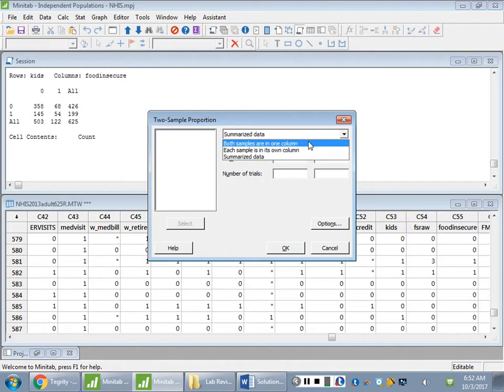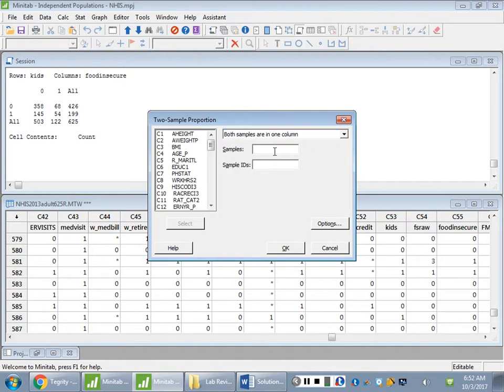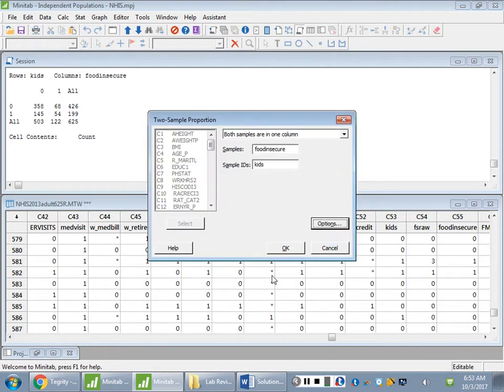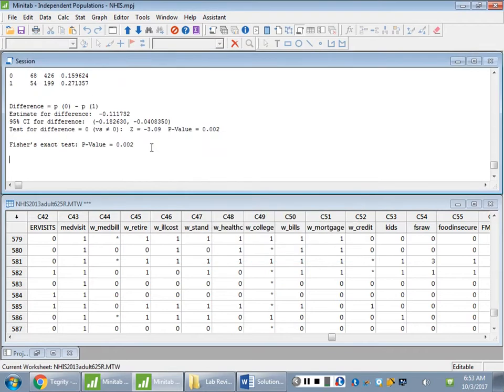In this case, because I know the way I set it up is okay, I'm going to go ahead and do this. I have food insecure, because that's my response variable, and kids, which is my explanatory variable. I'm going to go to my options window. I'm going to do a 95% confidence interval. The hypothesized difference is always 0 in a confidence interval. The alternative sign's always not equal. And for confidence intervals, we make sure that we estimate the proportions separately. Okay? So if I say okay and okay, I get this output right here.